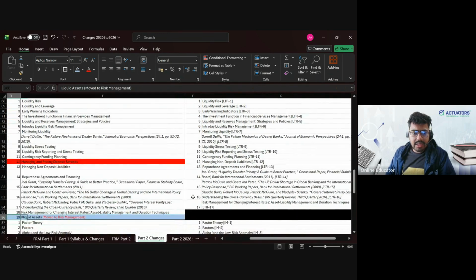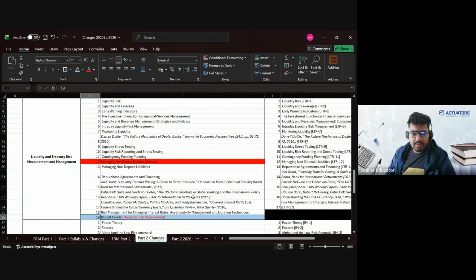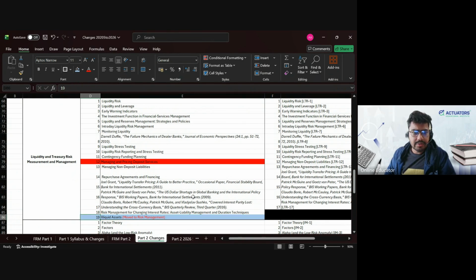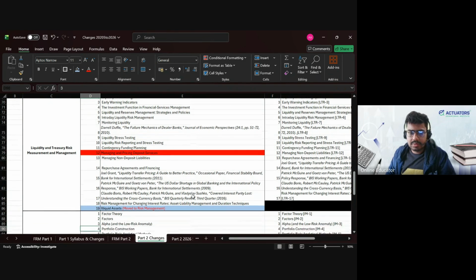And illiquid assets, reading number 19 of 2025, has been moved to risk management. The same chapter, the same learning objectives, everything is moved to a different book, which is Book 5, risk management and investment management. That's all. These are the two changes that have happened in liquidity and treasury risk management. So less to study. Earlier it had 19, now we have 17. So some relief.